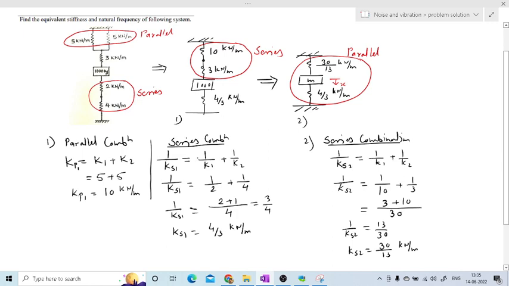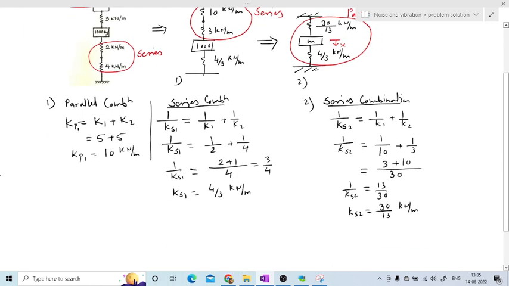So I'll solve for this parallel combination. Here I'll write 3. So 3, we are solving the parallel combination. Now for a parallel combination, the equivalent spring stiffness will be the addition of k1 plus k2. So we are solving for the second time, so I'll write KS2 is equal to: the first spring stiffness is 30 by 13 and the second spring stiffness is 4 by 3.